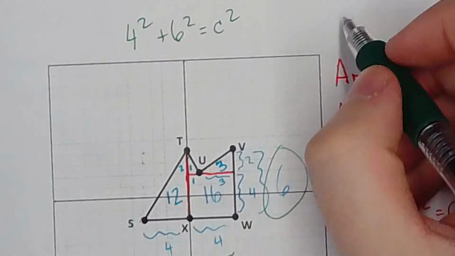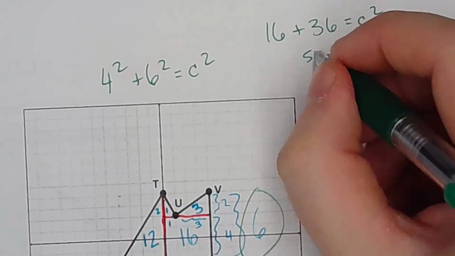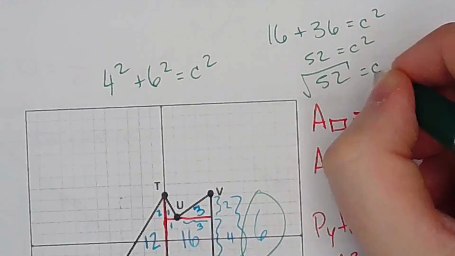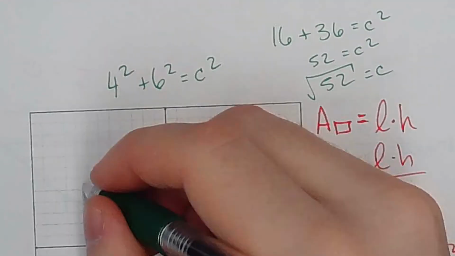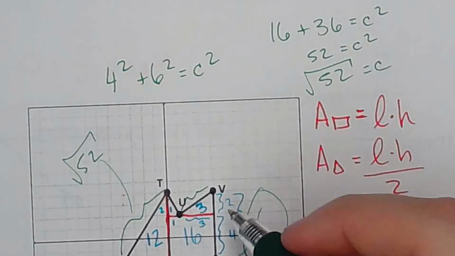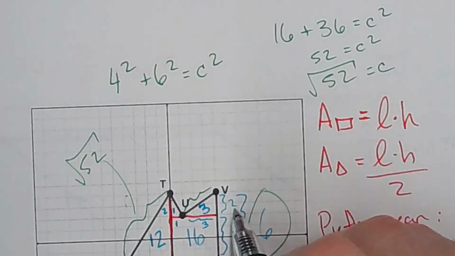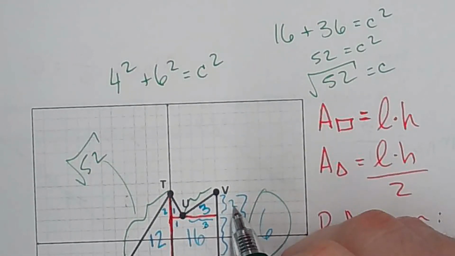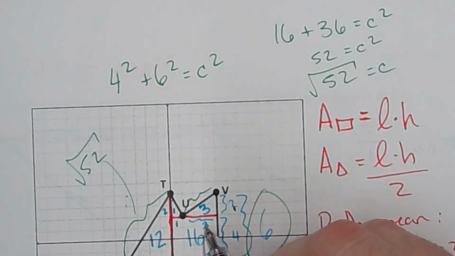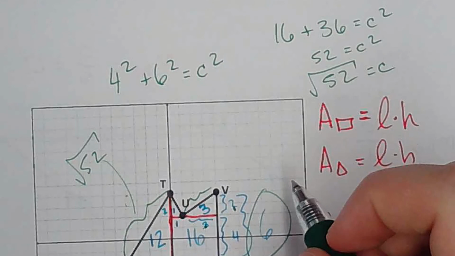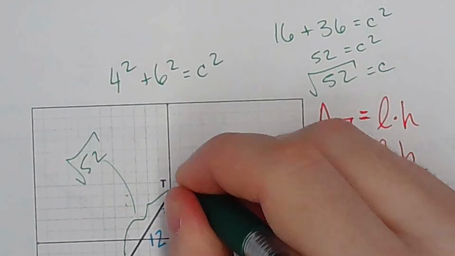If we add those together, 16 plus 36, we get 52. If we root it, we get what? Root 52. So this is root 52. What about this right here? We've got 2 by 3, so it's 2 squared plus 3 squared. What's 2 squared? 3 squared is? Nope, 3 squared. 9. 9 plus 4 is? 12. Wait, no. 13. 13. So this is root 13.